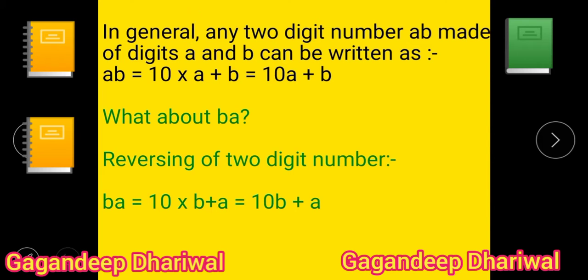From these two examples, it is clear that for a 2-digit number, suppose there are two digits A and B, and you have to make a 2-digit number from them. You can write it as 10 into A plus B, that is 10A plus B. So, this is the general form of a 2-digit number. But if you want to write it in reversing order, how can you write? You can write it as 10 into B plus A, or 10B plus A.